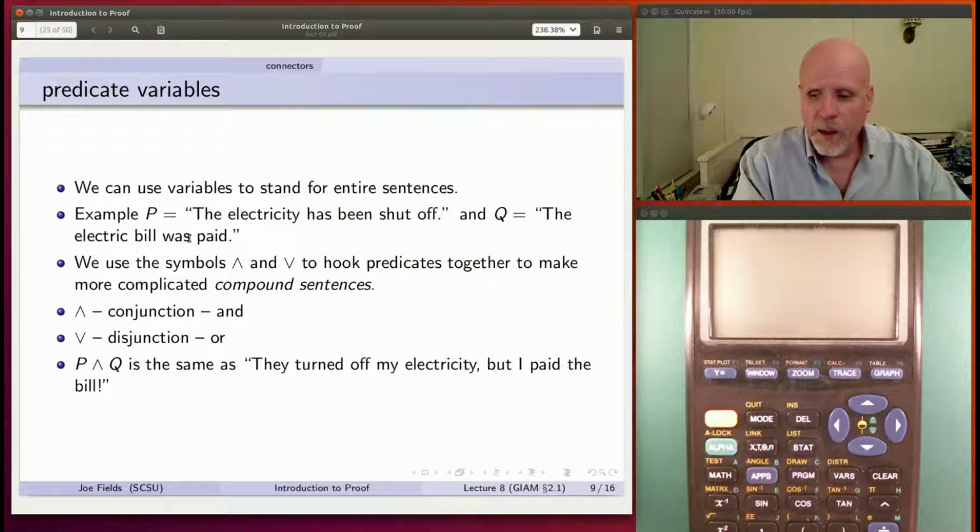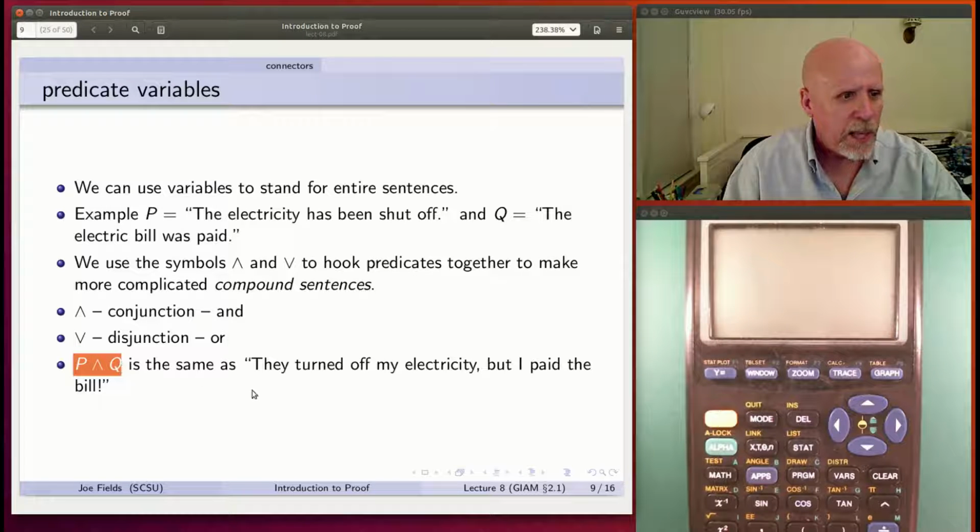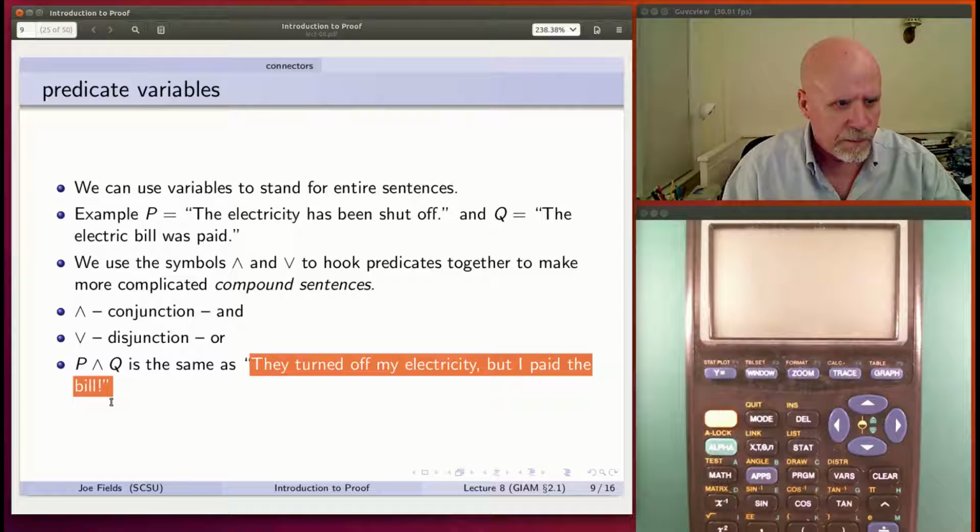So this is a little tough. The thing I've written right there, P and Q, is exactly the same thing as this whole long sentence: They turned off my electricity, but I paid the bill. Right? So you see the compactification that's occurred when we do things like that.